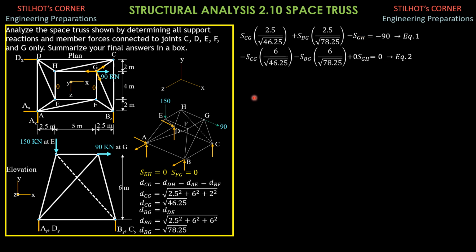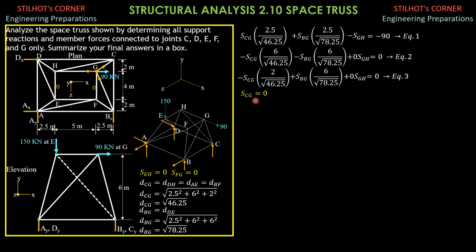Equation 2. And finally, summation forces along Z. This is the positive Z direction. So SCG is negative, so negative SCG times 2 over square root of 46.25. SBG is positive towards the positive Z direction, so plus SBG times 6 over square root of 78.25. Then SGH is not involved, so plus 0 SGH equals 0. Equation 3.